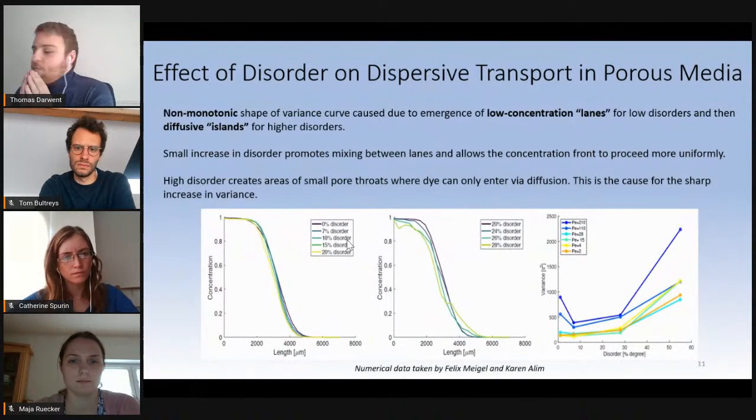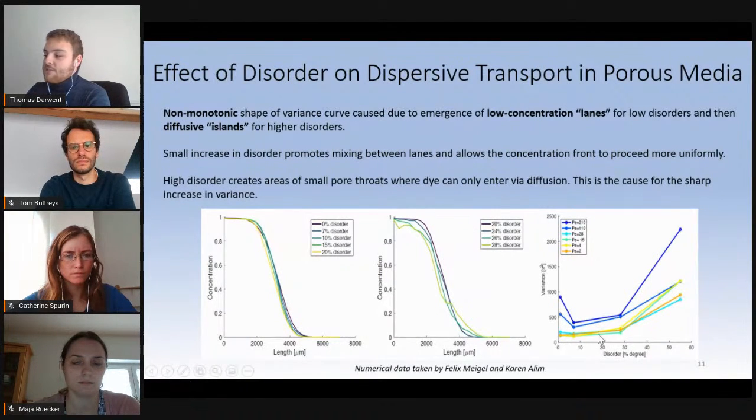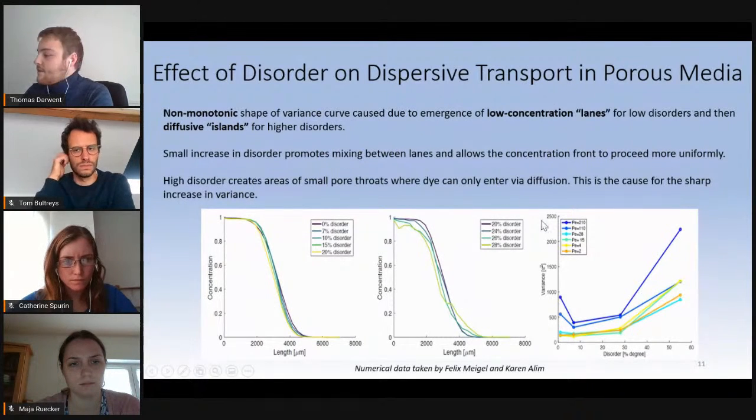This is now still ongoing. We are finalizing the experimental results for this. But what seems to be happening from the numeric side, at least, is that there's a non-monotonic trend in the width of that front. So if you measure along the front of the fluorescein dyed water invasion, the variance of that first decreases with increasing disorder, but then actually increases again with increasing disorder. So what seems to be happening is that as you're increasing the disorder, you're starting to get mixing between the advective lanes. And then as you go into higher and higher disorders, you start to get diffusive islands where the fluorescein is only invading via diffusion rather than advective flow. And we're just verifying this kind of trend now with experiments. So there's still some bits to go on this.